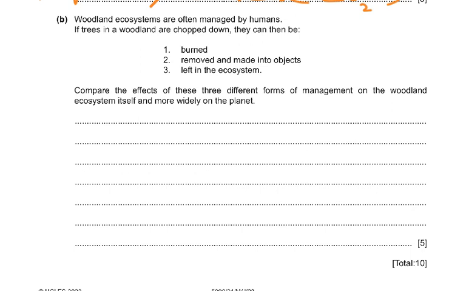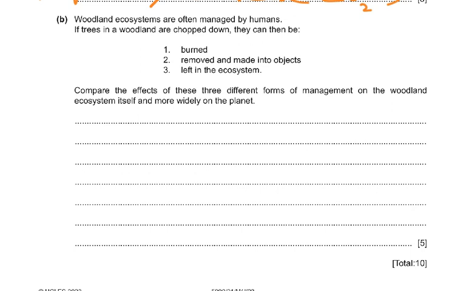Now, of course, the burning part is the bad part, because it releases carbon dioxide, and carbon dioxide is a greenhouse gas, and that will result in global warming and climate change. Now, if they're made into objects, they will act as it locks up the carbon. It acts as a carbon store. And you have also, trees have been removed from the ecosystem, so nutrients have been removed. It's going to result in soil erosion.